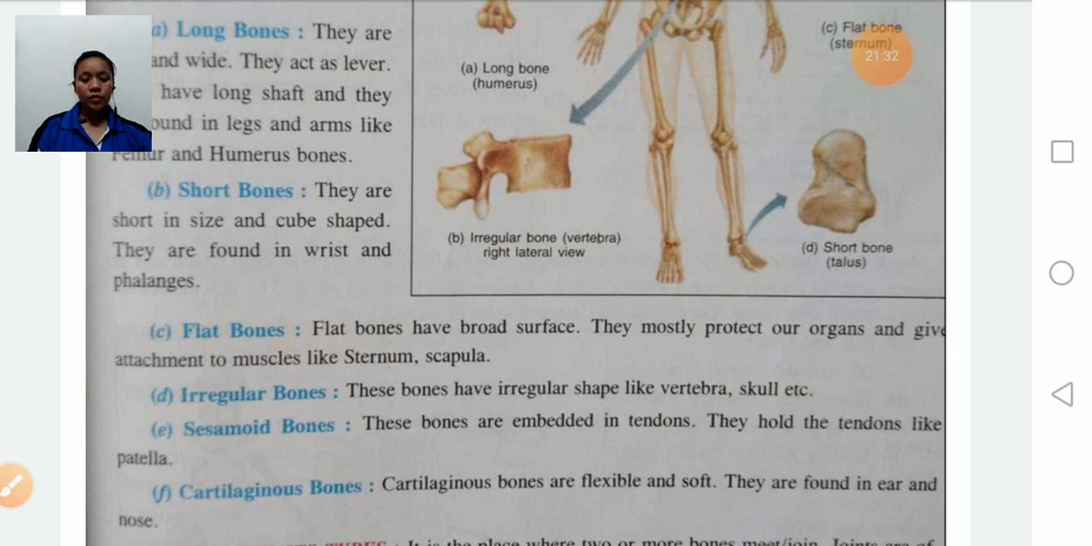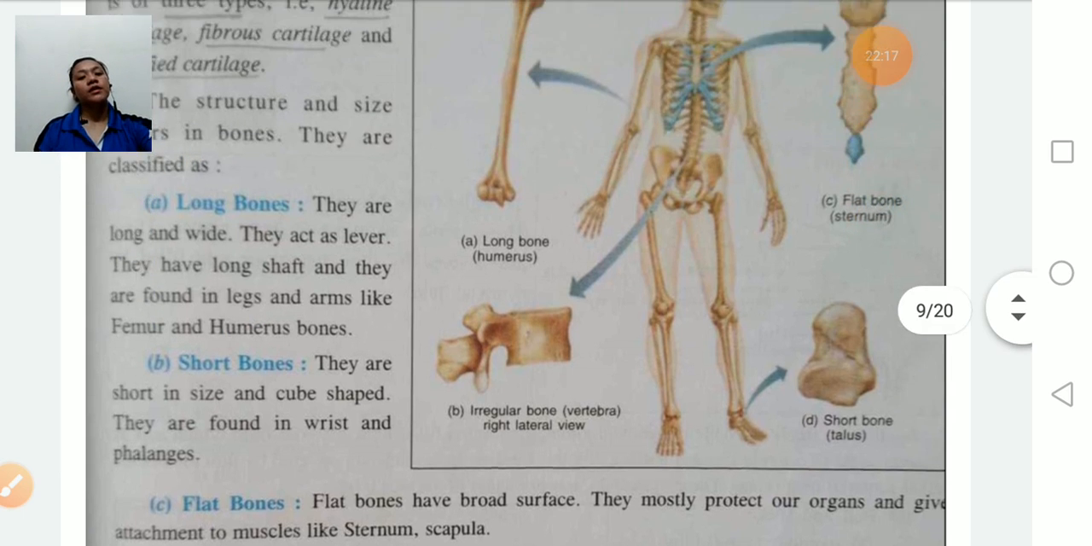Irregular bone. These bones have irregular shapes, like the vertebrae and skull. Sesamoid bone. These are embedded, meaning fixed, in tendons. They hold the tendons, like the patella. Cartilaginous bones are flexible and soft, and they are found in the ear and nose.